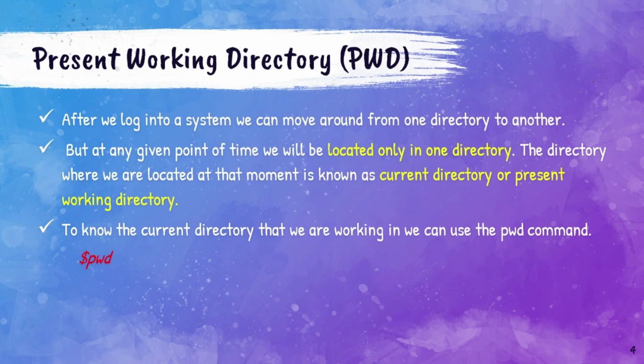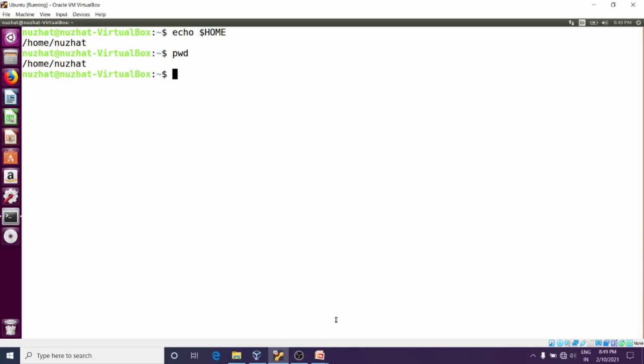As the name suggests, the pwd command prints the current working directory, or the directory where the user is currently located. After we log into a system, we can move around from one directory to another. But at any given point of time, we will be located in only one directory. The directory where we are located at that moment is known as the current directory or present working directory. See here, as I told you earlier, this first forward slash is the root directory, while the other slashes act as a directory delimiter or separator. Absolute path is nothing but the complete path starting from the root directory.